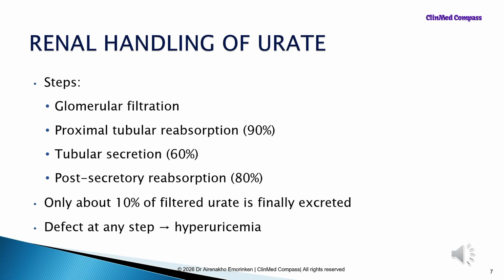The net result: only about 10% of filtered uric acid is finally excreted in urine. Any defect at any of these steps, whether genetic or acquired, can reduce excretion and lead to hyperuricemia. This explains why renal impairment is such a strong risk factor for gout.